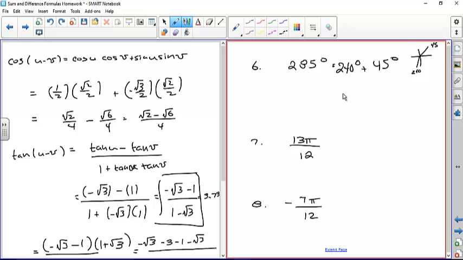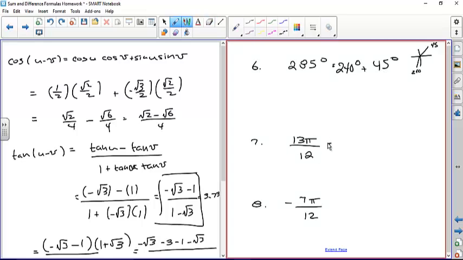If we added 45 to that, we'd get 330, is that right? 285 plus 45 is 330, so we could do that. 330 minus 45, or 240 plus 45, either one would work out okay. So I'm going to use that. Now let's go through all of these first.